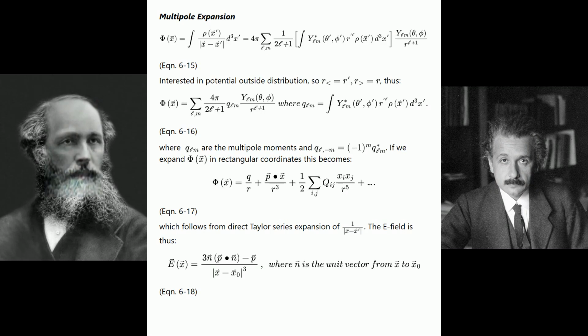Equation 6-15. Interested in potential outside the distribution, so r sub less than or equal to r prime, r sub greater than or equal to r, thus, equation 6-16, where q sub lm are the multipole moments and q sub l, minus m equals (-1) to the mth power times q sub lm raised to the asterisk power. If we expand phi of x in rectangular coordinates, this becomes equation 6-17, which follows from direct Taylor series expansion of 1 over the absolute value of x minus x prime. The E field is thus equation 6-18.